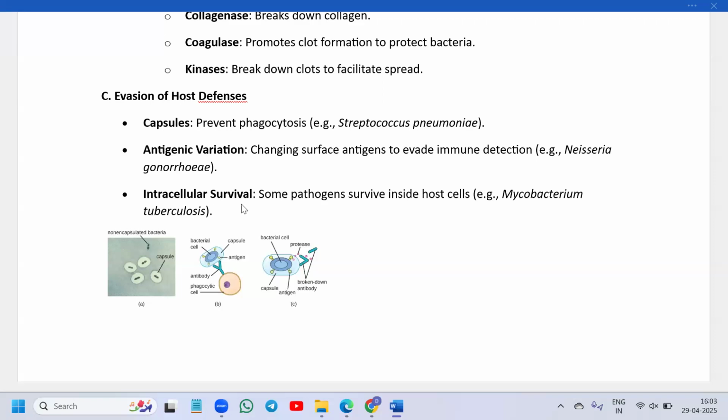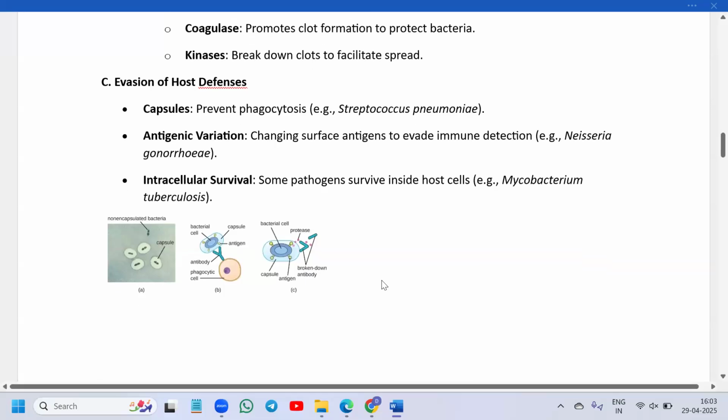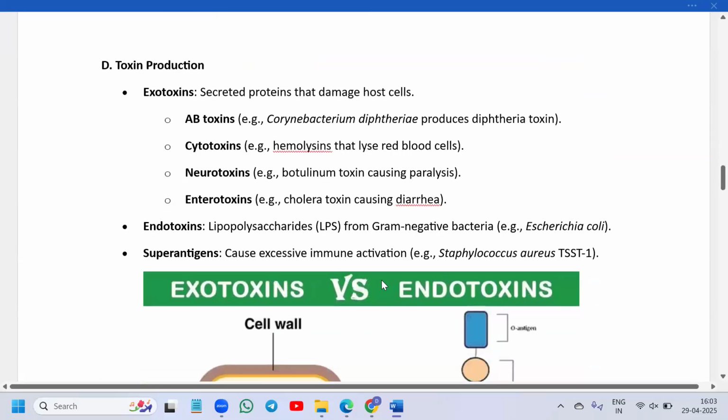Next one is intracellular survival. Some pathogens will go inside the cell and survive inside the host cell. That is Mycobacterium tuberculosis, right? So these are the mechanisms by which bacteria can escape the host defenses.